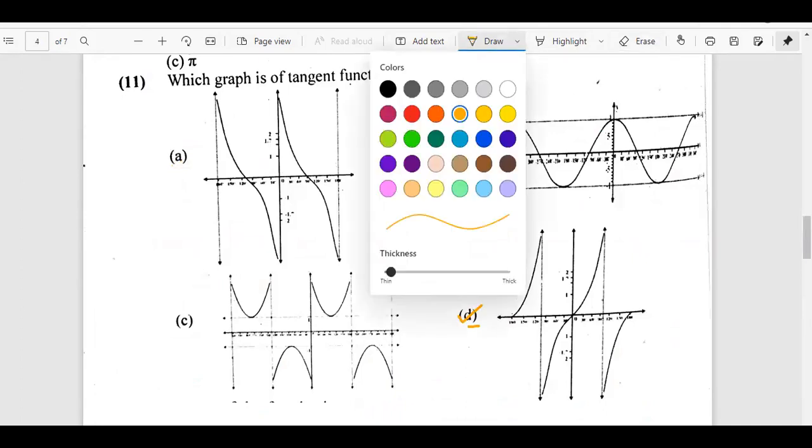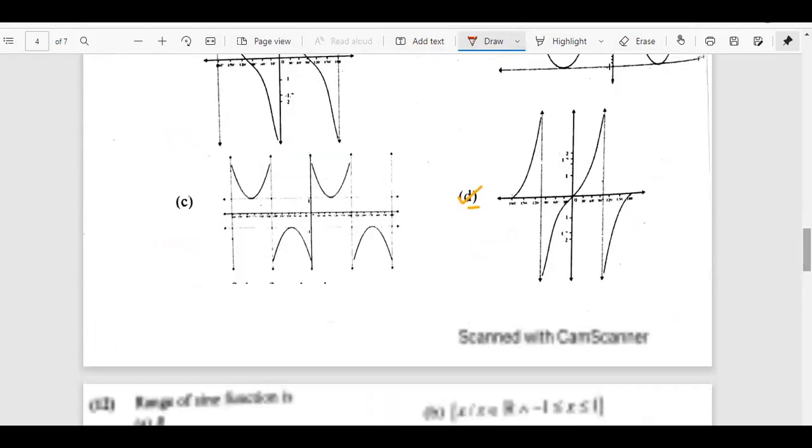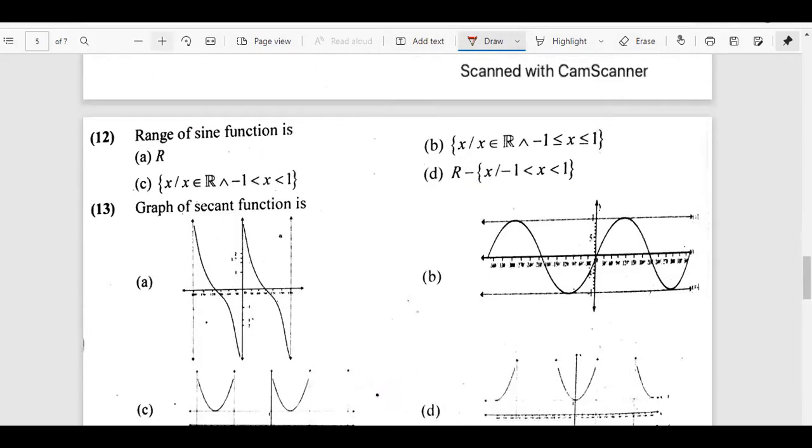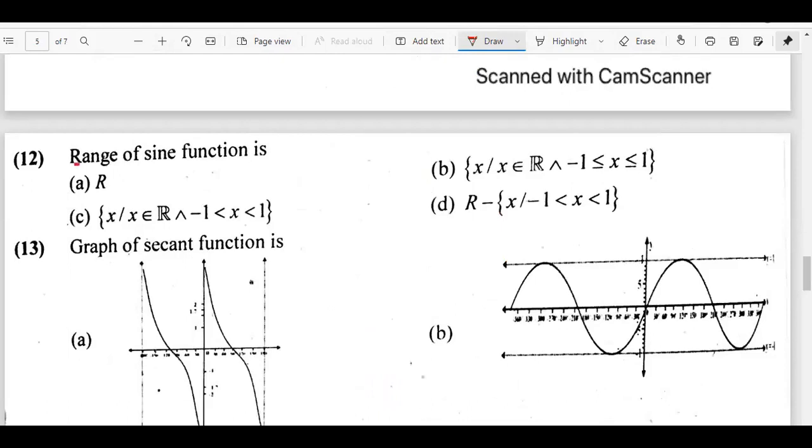Okay. Very good. Let's talk about the next one. Then we have the range of sine function. Yes, this is easy. This would be option B. Very good. Excellent.